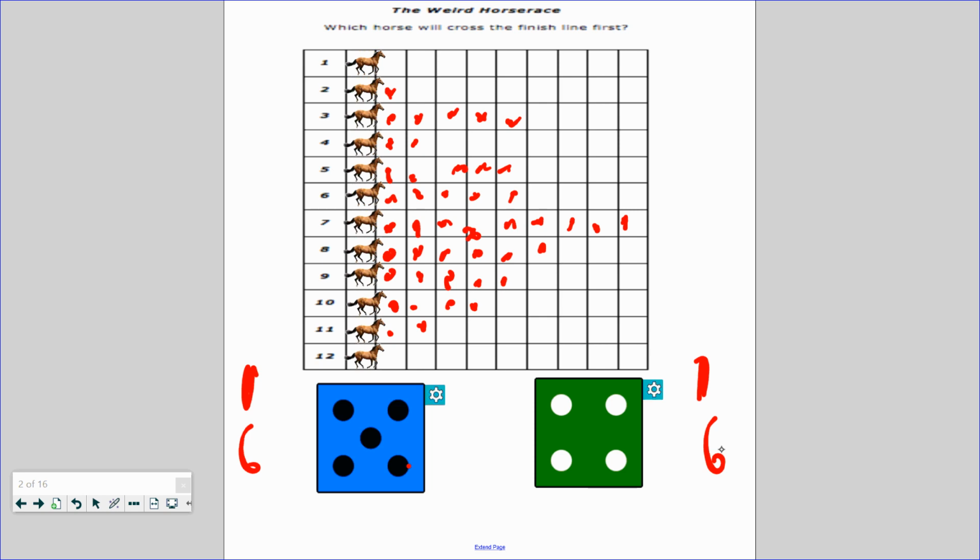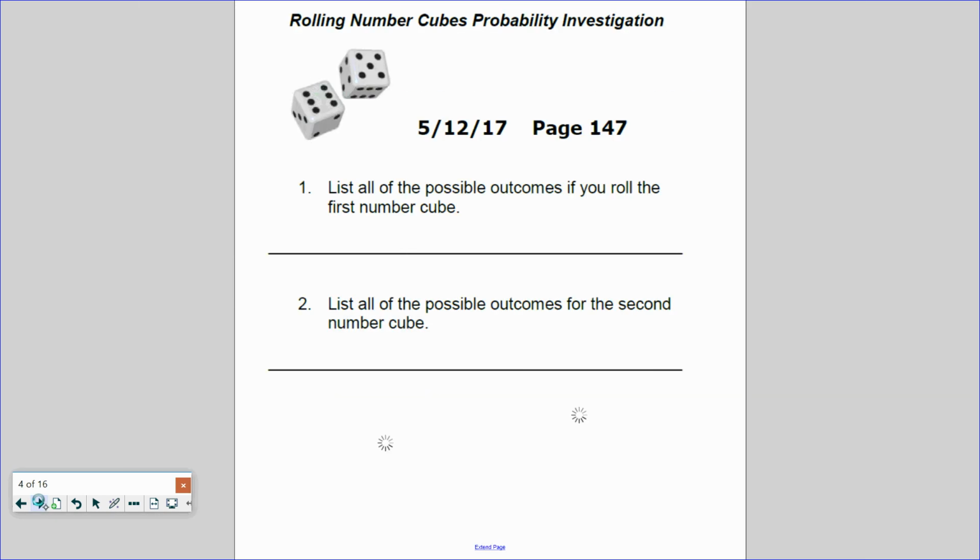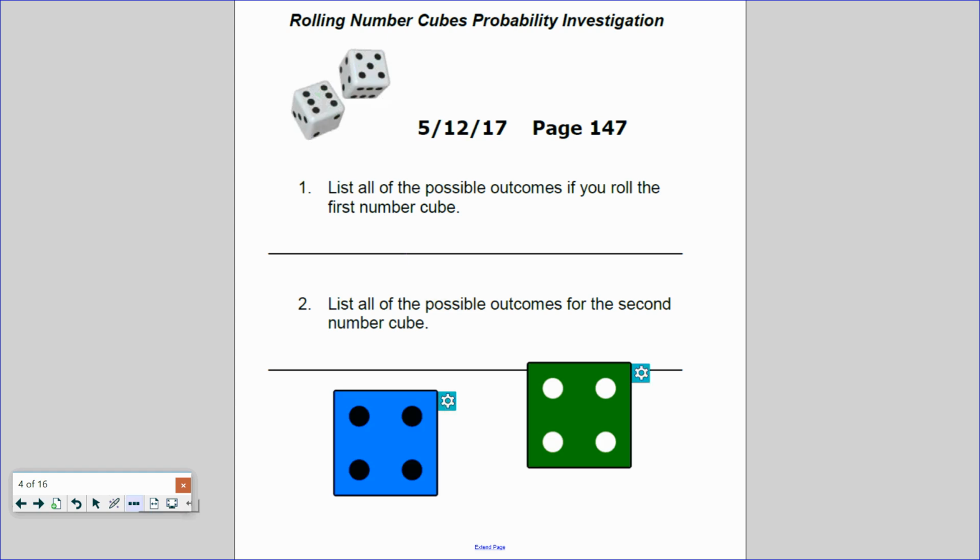Today we're going to find out the odds of rolling a 1 and a 1. So list all the possible outcomes if you roll the first number cube. I can get a 1, a 2, a 3, a 4, a 5, or 6. What about the second? A 1, a 2, a 3, a 4, a 5, and a 6.